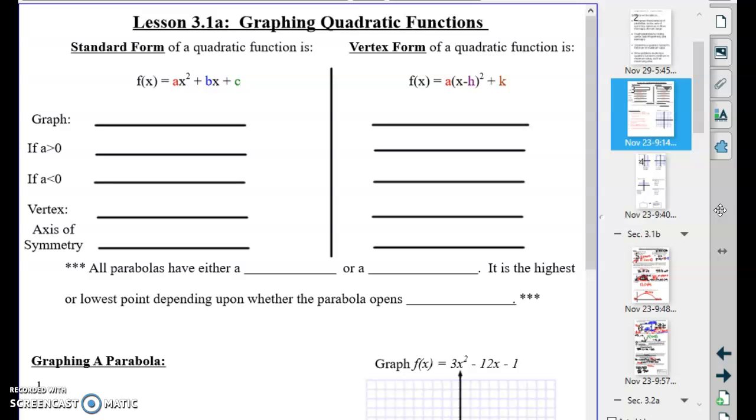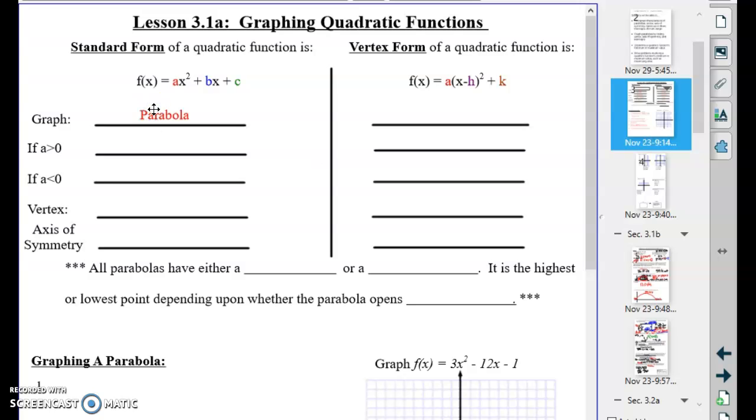So the h is your x movement if it goes right or left. And notice that there's that minus there, so it's minus h, which is why everything goes the opposite direction of what you think. And then plus k, that's just your up or down shift. So let's look at the standard form and some things we can know about it just right away.